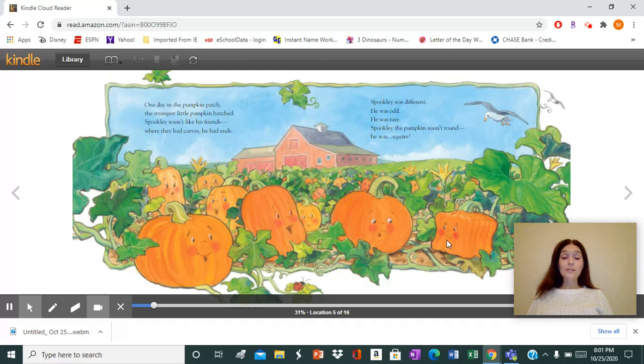Let's look at his face. How do you think he's feeling? I think he's feeling a little sad because he looks different than the other pumpkins.